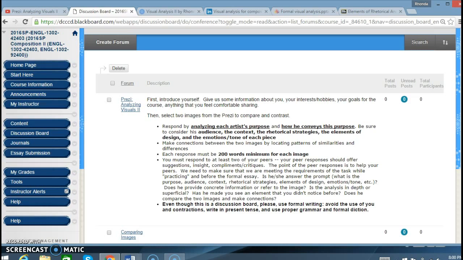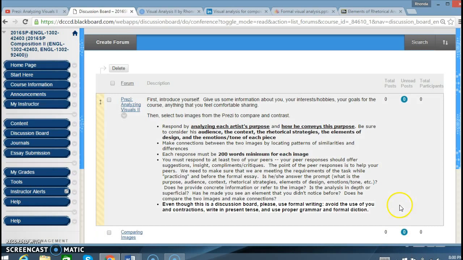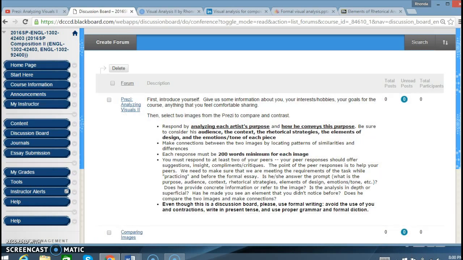It says that each response, so you'll have 2 responses, one for each image. Each response must be 200 words minimum, and then you must respond to 2 of your peers. Okay? And please make sure your peer responses offer insight, not just a vague, superficial "good job." So point out what you noticed about his or her response, and maybe offer some suggestions. And finally, even though it's a discussion board, please make sure the language stays formal.